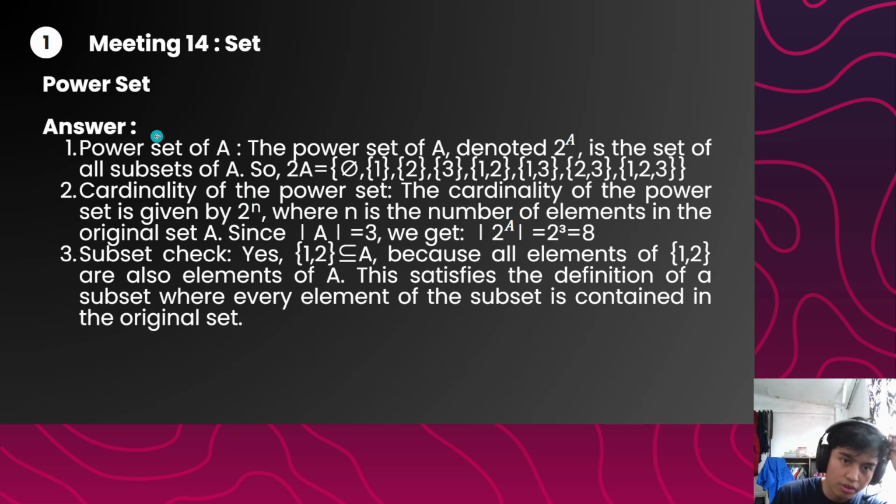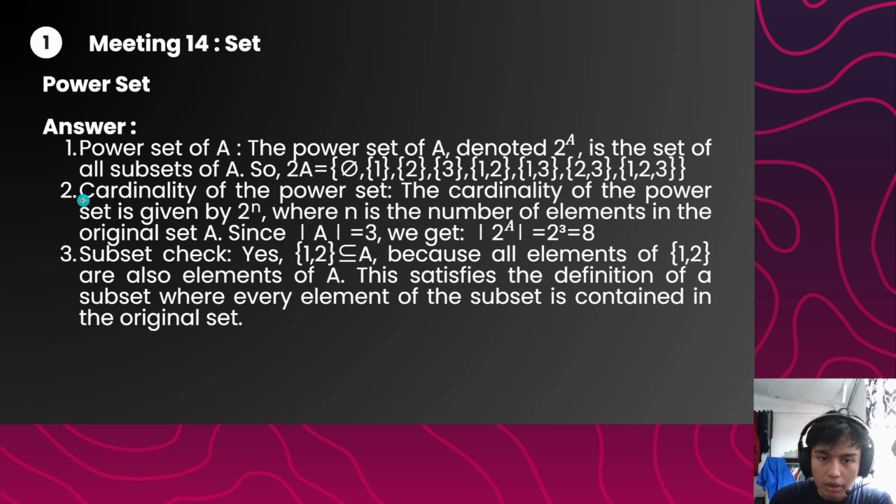The answer for question number 1, what is the power set of A? The power set of A, denoted by P(A), is the set of subsets of A. So P(A), this right here is supposed to be this, I guess I forgot, I'm sorry. It's the empty set, {1}, {2}, {3}, {1, 2}, {1, 3}, {2, 3}, and {1, 2, 3}.